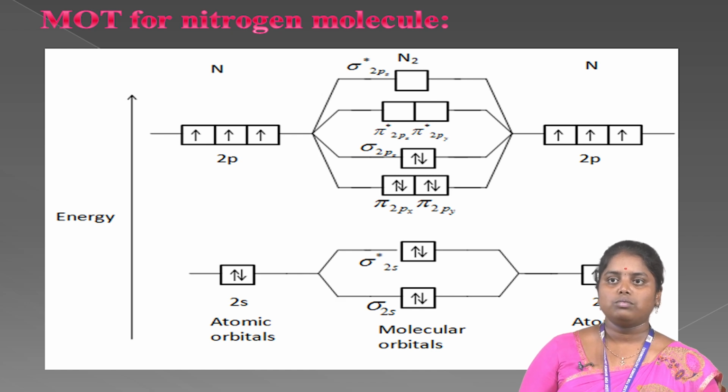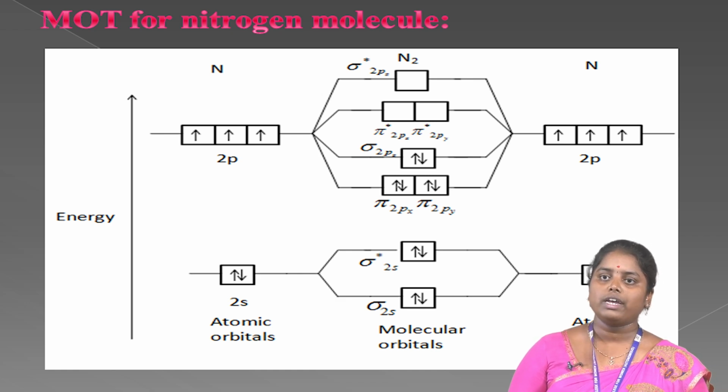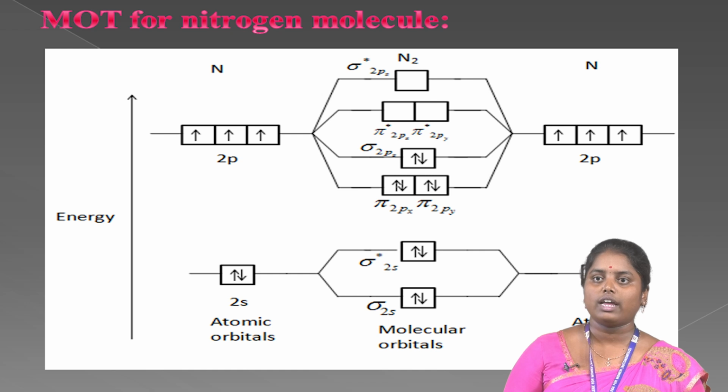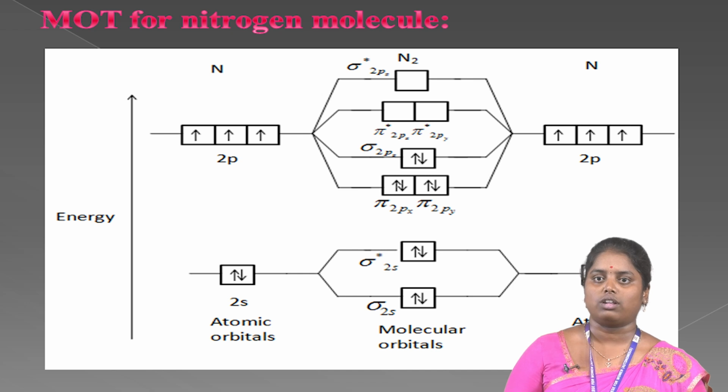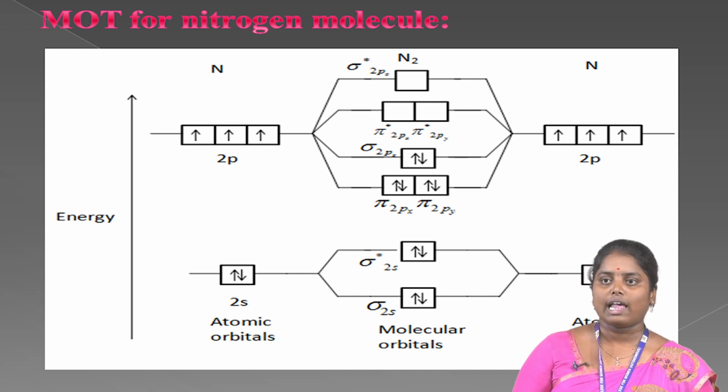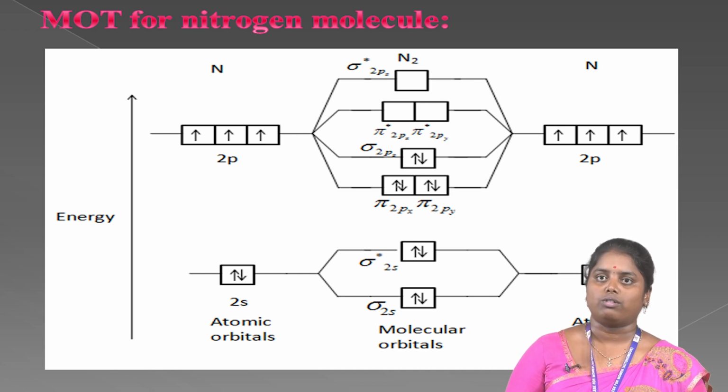The two atoms of nitrogen combine together to form the N2 or the nitrogen molecule. Thus, the molecule contains 14 electrons in total. The bond order is calculated for the nitrogen molecule.